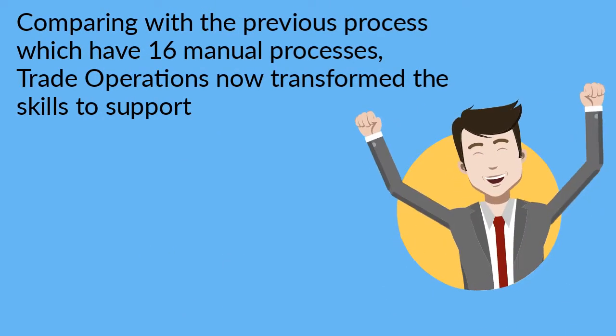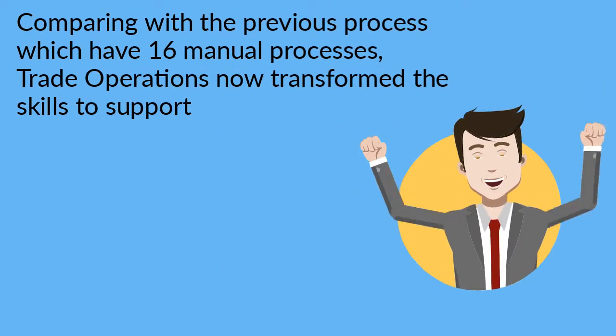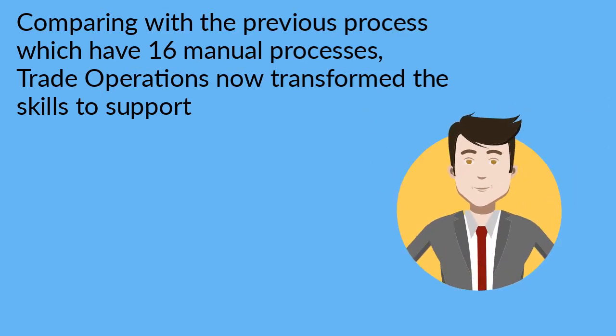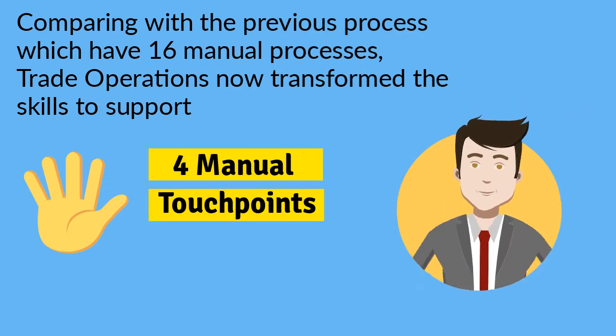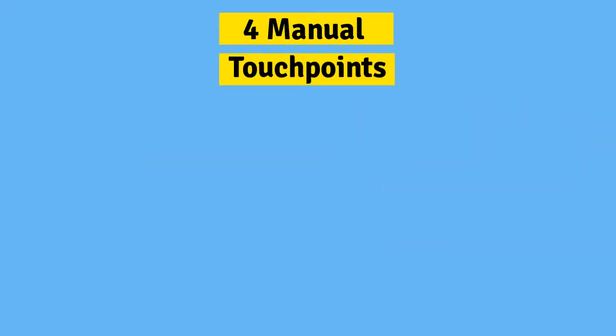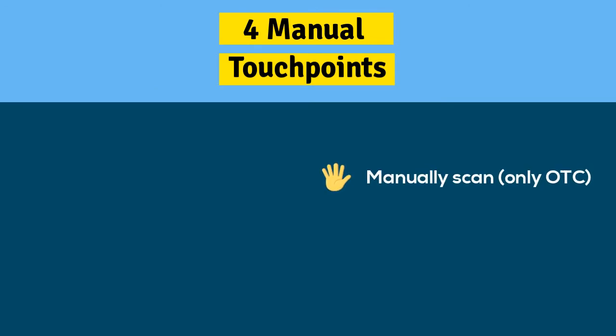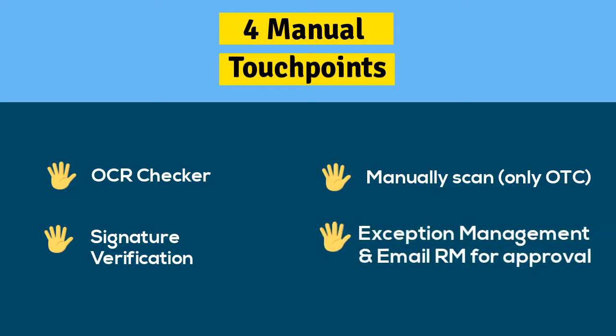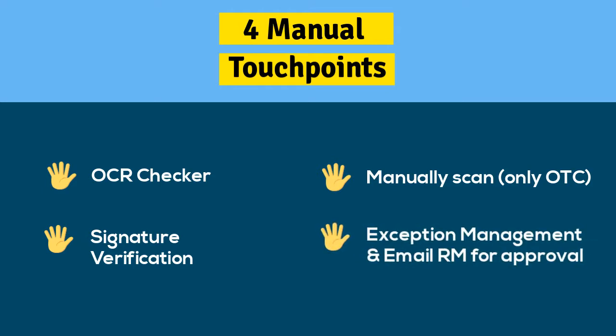Comparing with the previous process, which had 16 manual processes, trade operations now transform their skills to support 4 manual touchpoints. The 4 manual touchpoints are manually scan for over-the-counter, OCR checker, signature verification and update result in Activity and exception management, and email relationship manager for approval.